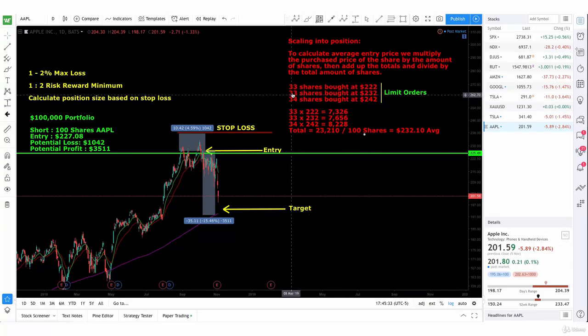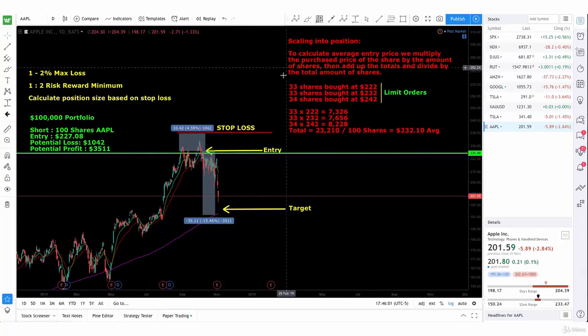We do the same with all the shares: 33 shares more at 232, and then 34 shares more at 242. We add all that up, and it gives us 23,210. And you divide it by the total amount of shares that you bought. That gives you a $232.10 average entry, which is very close to our other entry, the 227. So it's about the same amount.